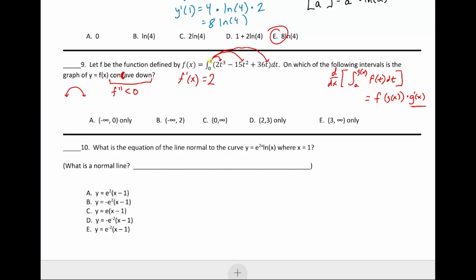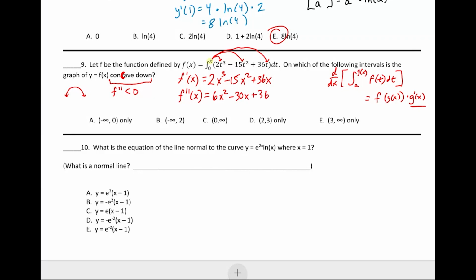So f prime is 2 times x cubed minus 15 times x squared plus 36x. Normally we would say this whole thing times the derivative of that upper bound. But again, since the derivative of x is just 1, we're not going to write anything. So now we need to check the second derivative. So the second derivative is going to give us information about the concavity of the function. So we're just going to differentiate one more time. That'd be 6x squared minus 2 times 15 is going to be 30x plus 36.